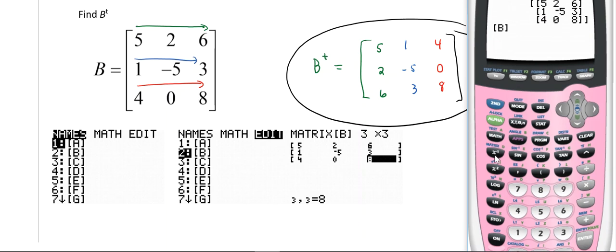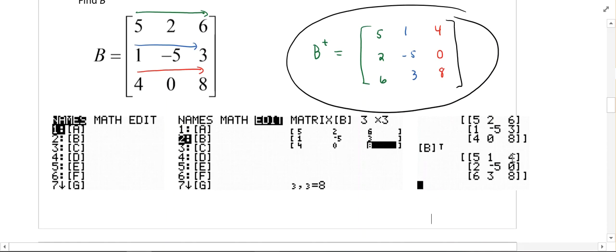And what have we learned? We've learned how to transpose. So let's go over to math, that middle column. You see this little t? That's going to transpose it and flip it over, and we get the same thing we got there.